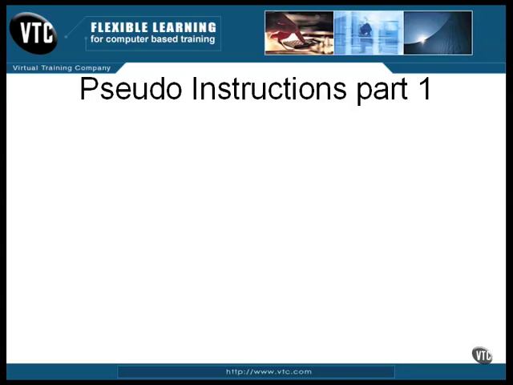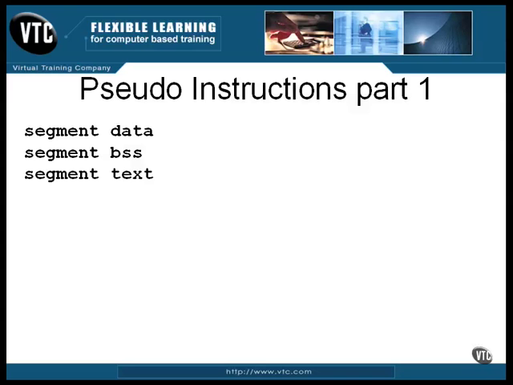The code you write is normally in 3 segments. You specify the name of each segment using the segment directive like this. The order of the segments doesn't matter. The linker straightens that out. The data segment is the one that you use to hold all initialized data. The second is the BSS segment, which is where you put all uninitialized data. The third segment is the text segment, which is where the executable code goes.